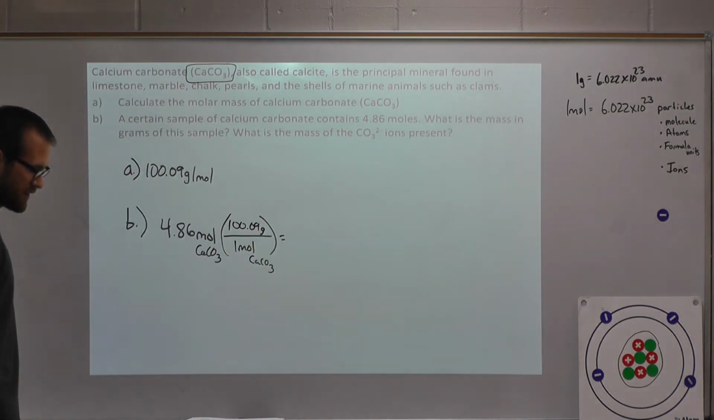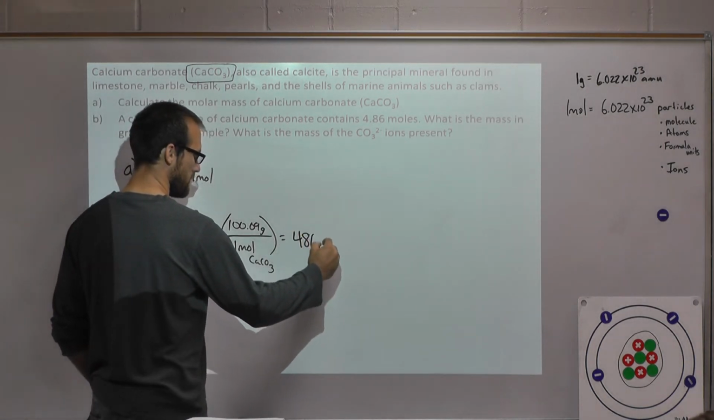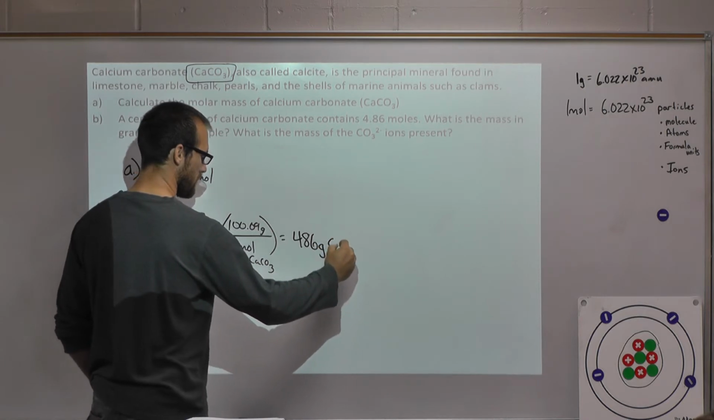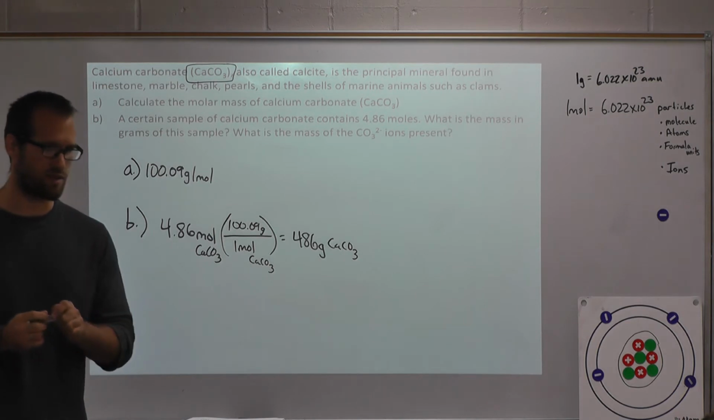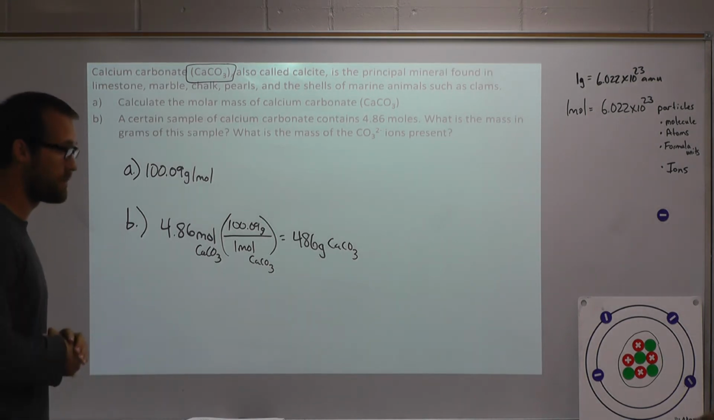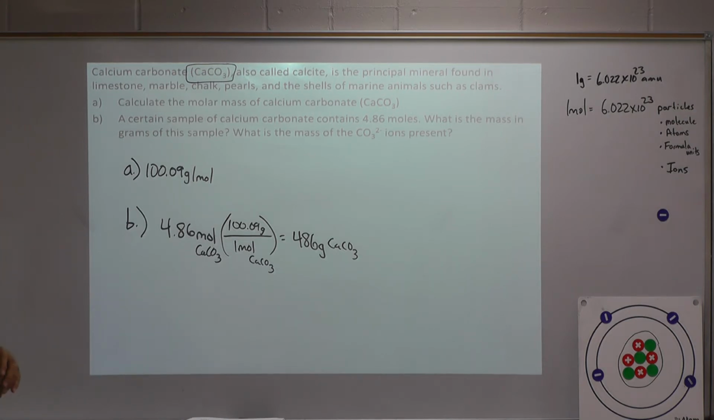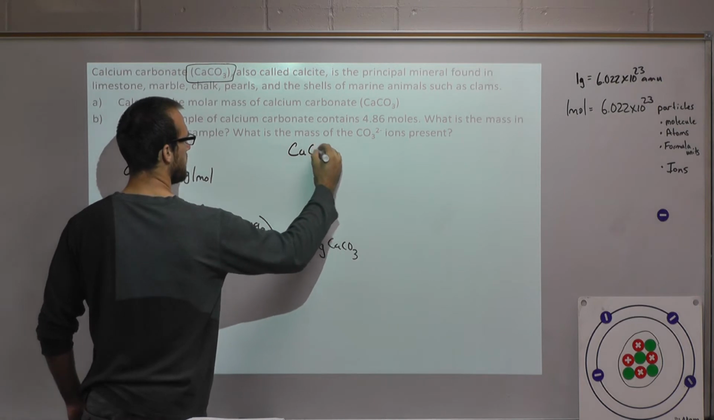I think from a sig fig standpoint, this is 486. So if I have 4.86 moles of calcium carbonate, I know that I have 486 grams of it. Now the second part of this is what I want to focus most on because it's a little bit new. It is: what is the mass of the carbonate ions present? There's a couple ways to do this. I think there's one way that's the easiest. Okay, here is my whole formula unit here.